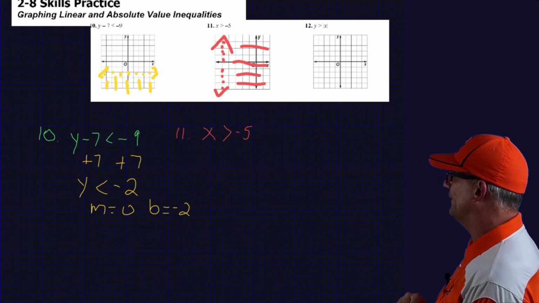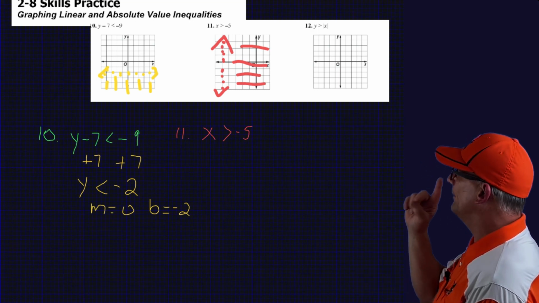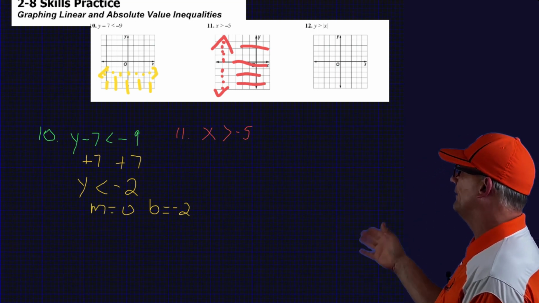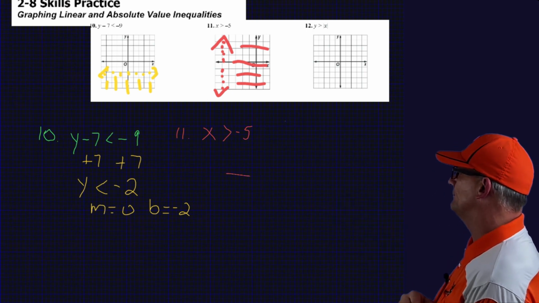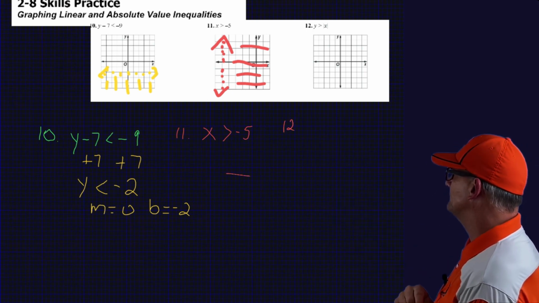There's no slope. It is undefined for this equation. But greater than in this case is to the right. Bigger numbers are to the right. And there you have it.